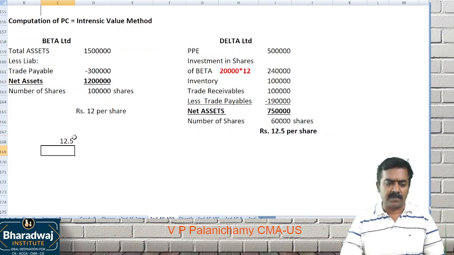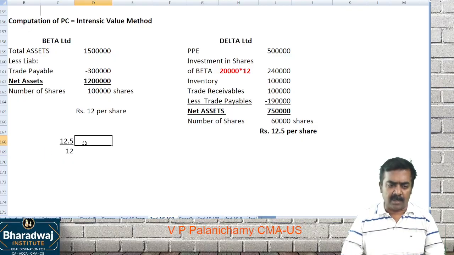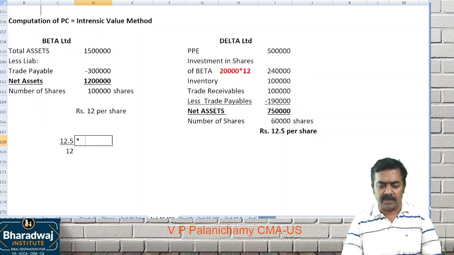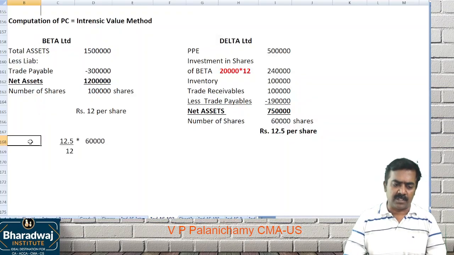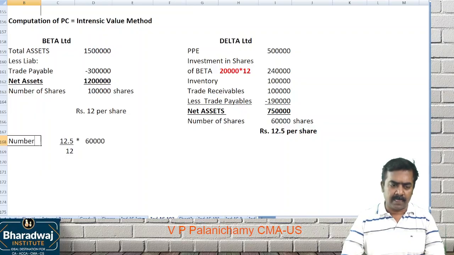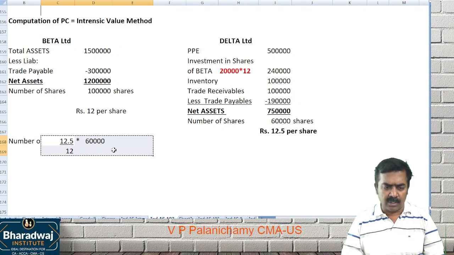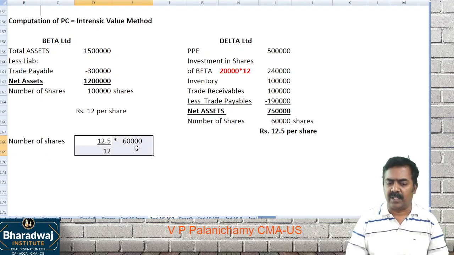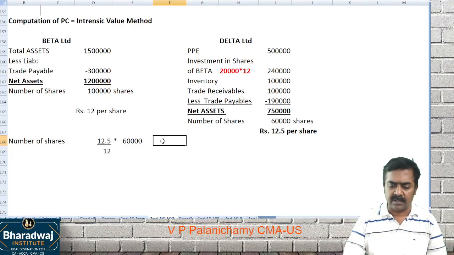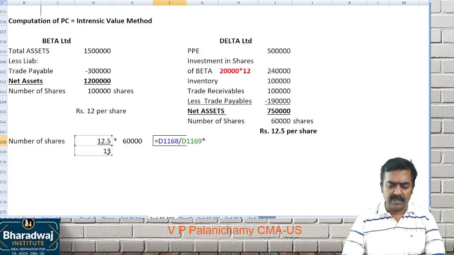12.5. What is buyer's value? 12. How many shares are there in the selling company? 60,000 shares are there in the selling company. This will be the number of shares to be given. Number of shares to be given is equal to 12.5 by 12, seller's value divided by buyer's value, into 60,000.